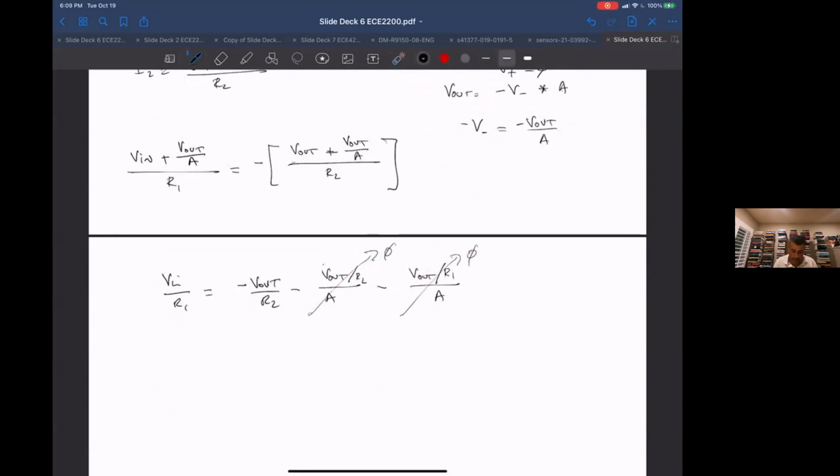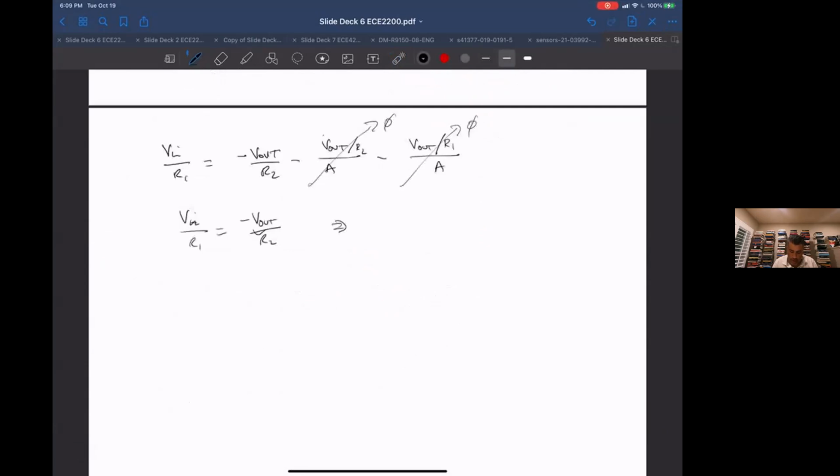And then what will I be left with? I'll be left with V in over R1 is equal to minus V out over R2. And so my overall gain is V out is equal to R2 over R1 V in. And I can make R2 equal to 10x R1. Okay, and I got my gain of 10.